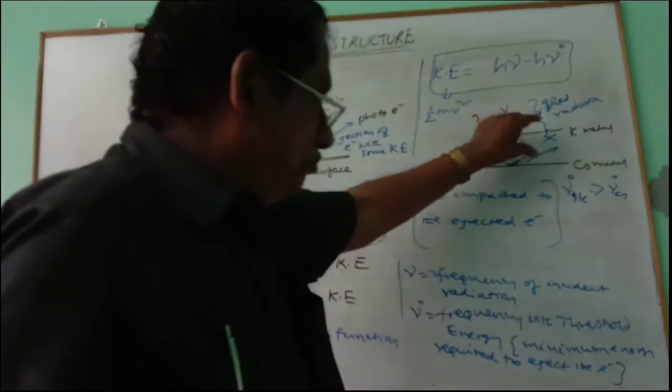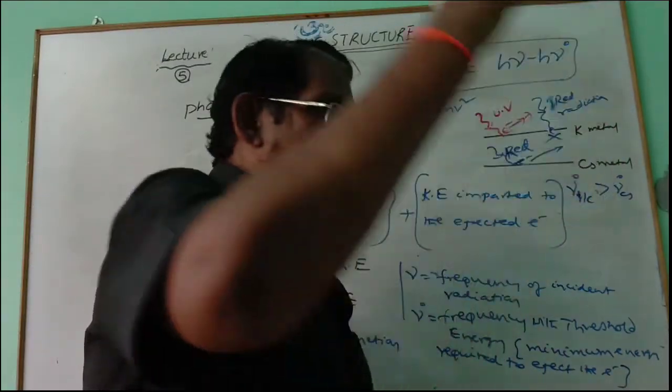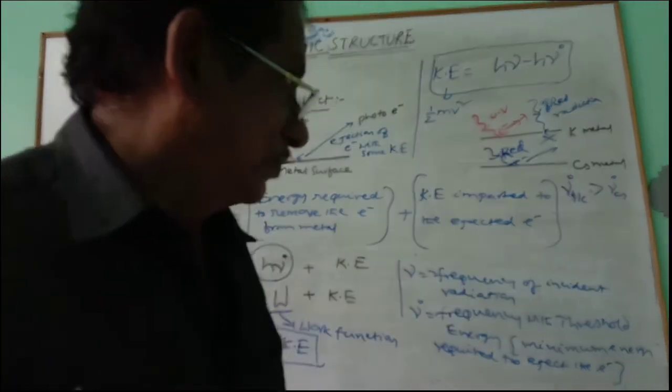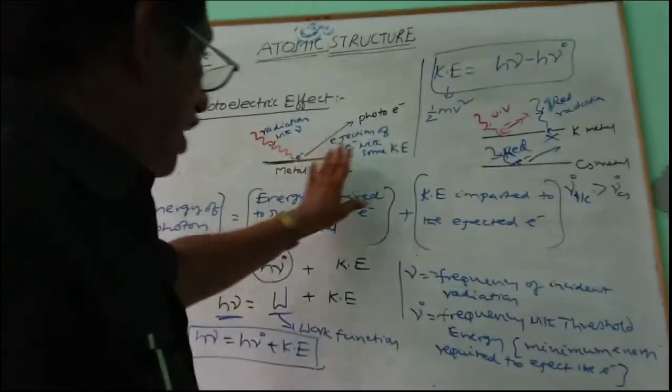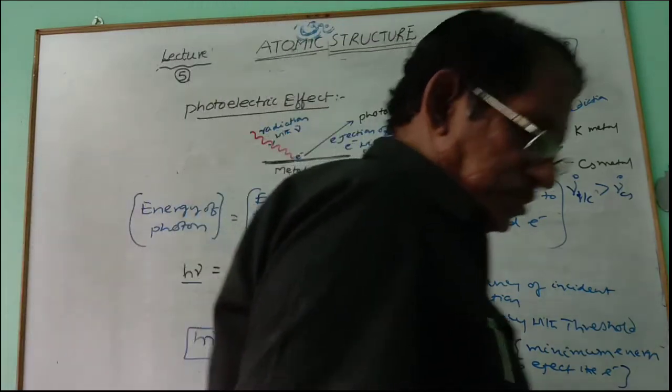And so, basing on the metal, the mu naught value will be different. So this is the way of explanation given by Einstein, for which he was awarded the Nobel Prize.